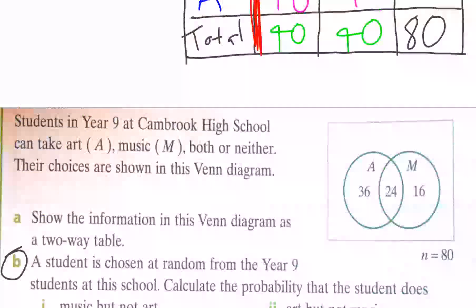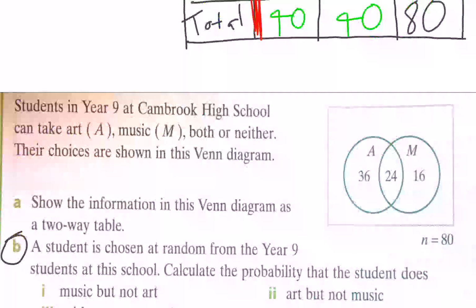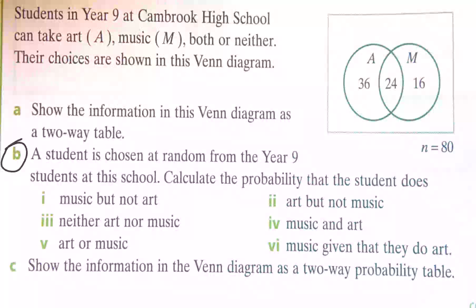Well, let's have a look. We look at our two-way table. The student does music but not art. That's 16 students out of a total of 80. So we go back to our questions. The probability that they do music but not art is 16 out of 80.